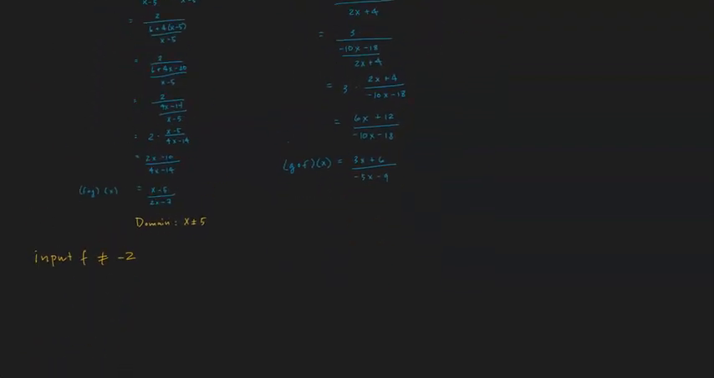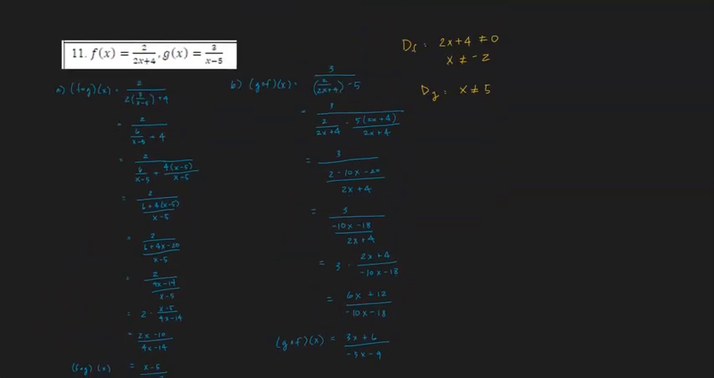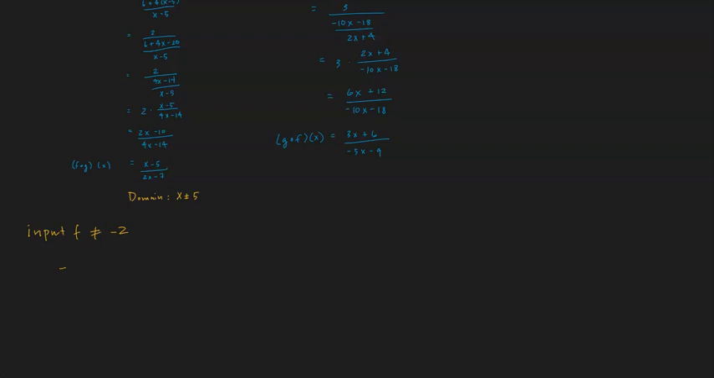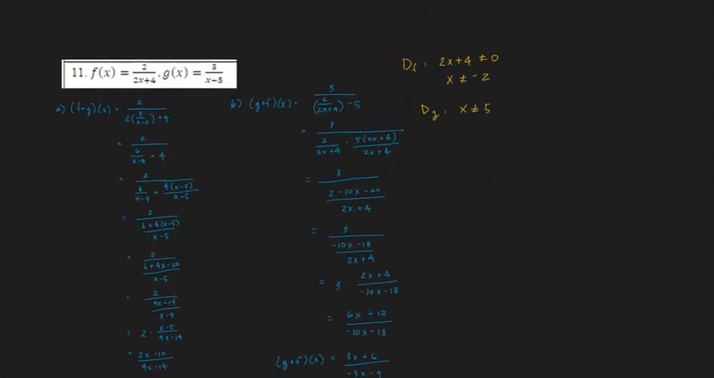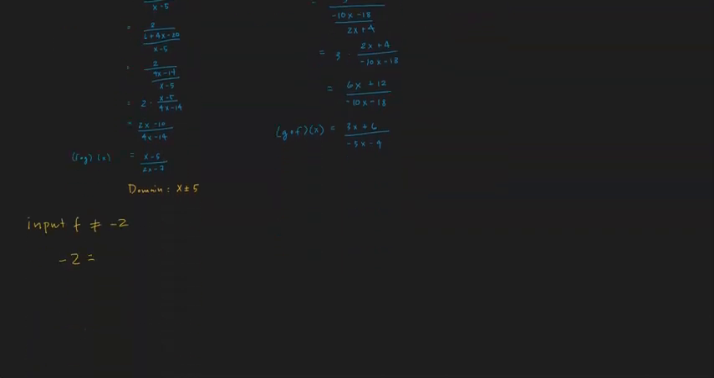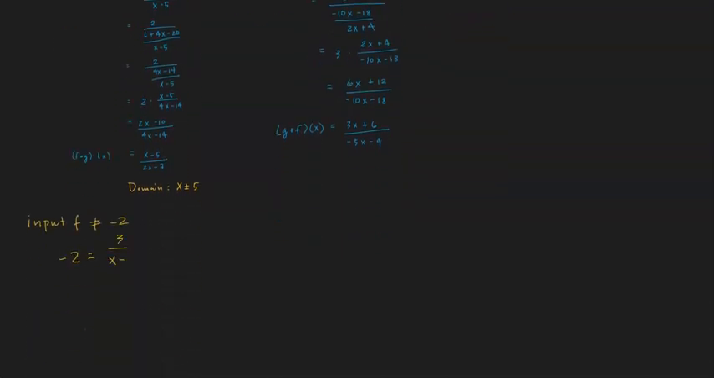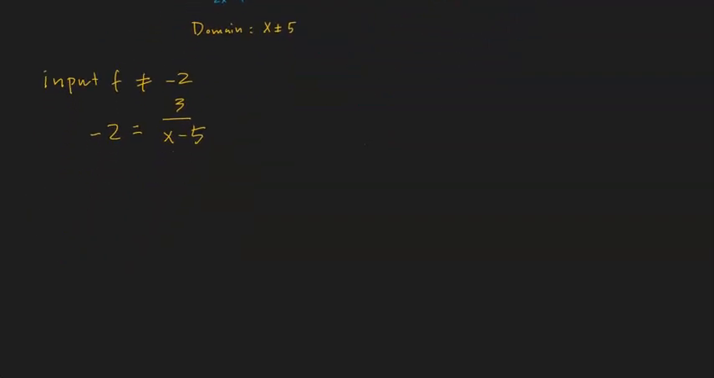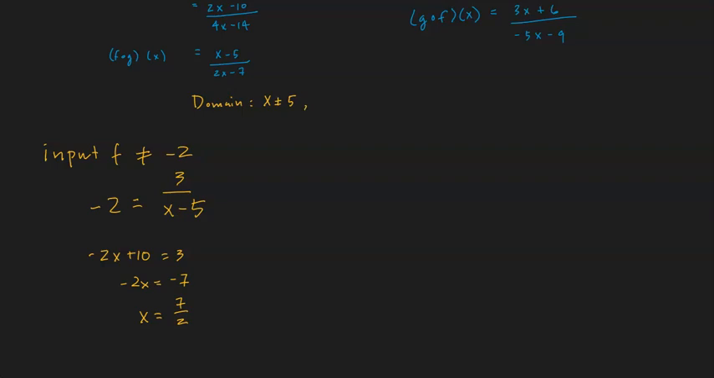Now that input of f has to come from the output of g. So what I'm going to do is take that negative 2 and set it equal to g, 3 over x minus 5. And then that's going to be negative 2x plus 10 equals 3. That is going to be negative 2x equals, so what is that, negative 10, negative 7. So x equals 7 over 2. And so x cannot be equal to 7 over 2.